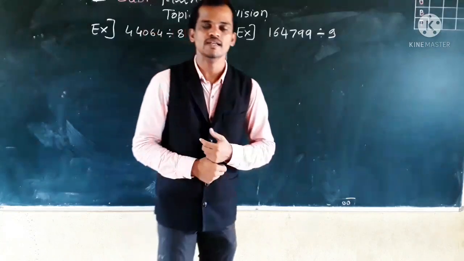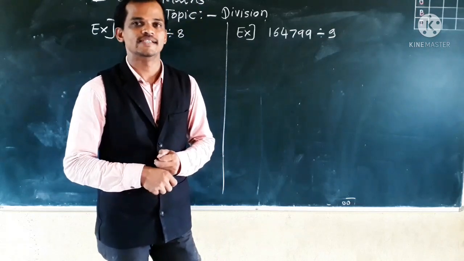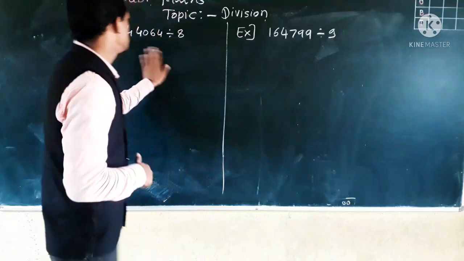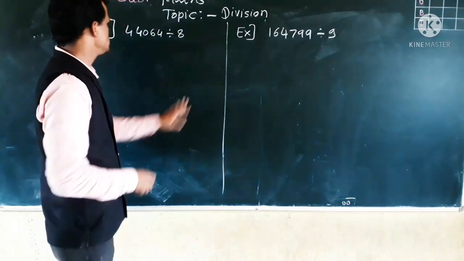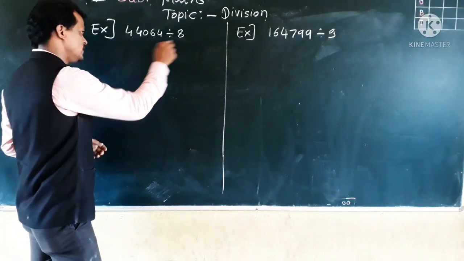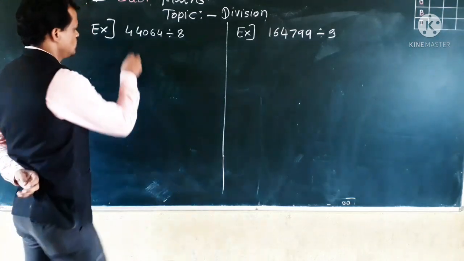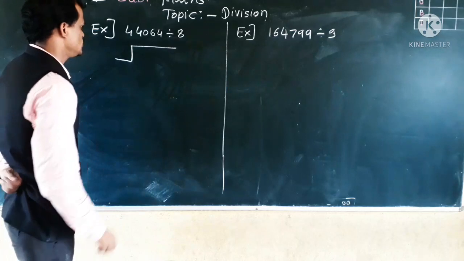So now we will see division of 5-digit number and 6-digit number by 1-digit number. Okay, so see here 44,064 divided by 8. So in this example 44,064 is the dividend, 8 is the divisor, and we have to find out the quotient. So write this division fact in this equation.